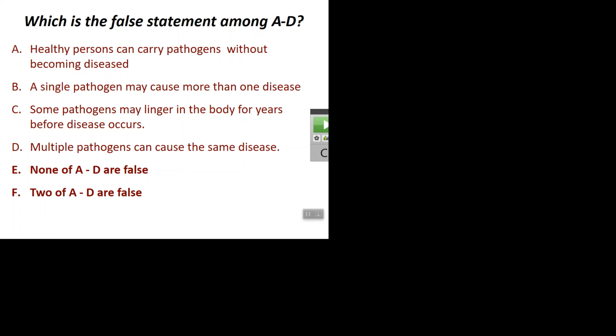All right, B: a single pathogen may cause more than one disease. What's an example of that? HPV causing multiple different kinds of cancer. Okay, they cause cervical cancer. They cause other kinds of cancer. They cause esophageal cancer. Oh, okay, all right. Anybody else have an example of that? Yeah. Shingles. Yeah.